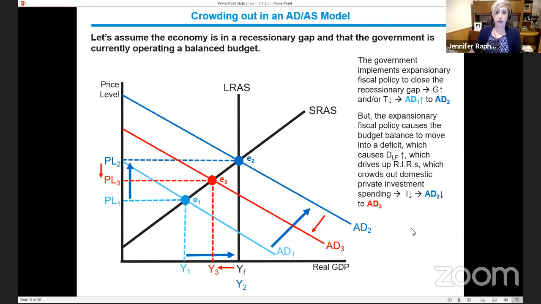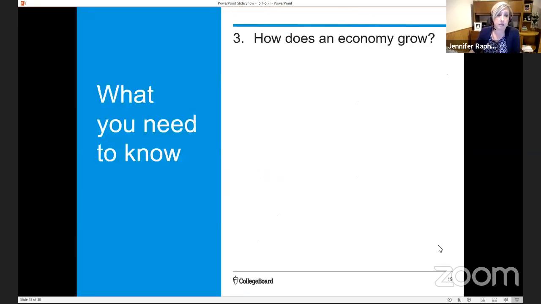All right. Okay, so understanding the implications of expansionary fiscal policy for the budget balance, the debt burden, the interest on the debt that the government has to pay, as well as crowding out, are key concepts for AP macroeconomics. All right, so finally, we're going to put this together with economic growth.